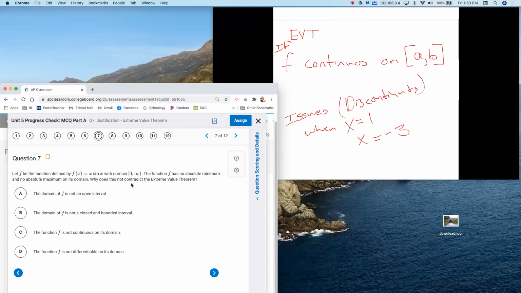So again, the function f has no absolute minimum and no absolute maximum on its domain. Why does this not contradict the extreme value theorem? So what do you notice right away? Somebody unmute themselves and tell me, what do you notice about the first sentence on this? Or type it in the chat.